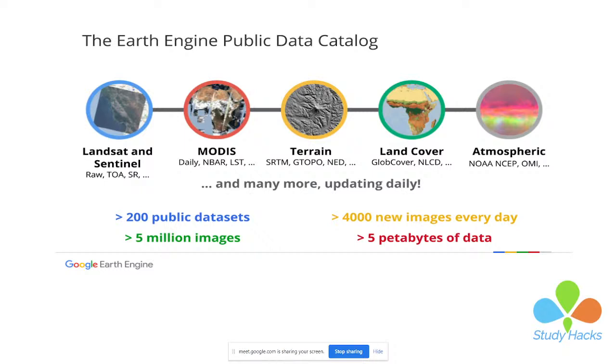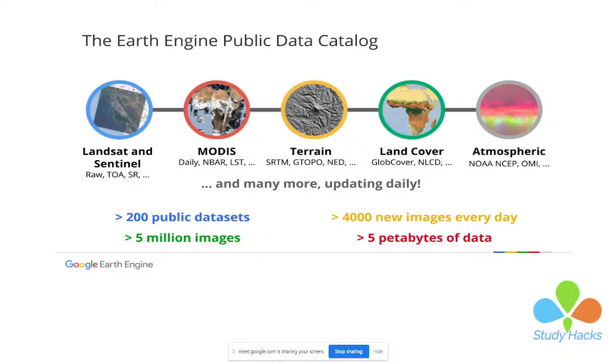And then you also get different types of terrain data sets, such as SRTM, and a lot of other data sets. Also you can see land cover data sets, atmospheric data sets, and many more, and it is updated daily. Here you can access more than 200 public data sets, and more than 4,000 new images every single day. Also you can get more than 5 petabytes of data and more than 5 million images, and you can freely use this data in the Google Earth Engine platform.